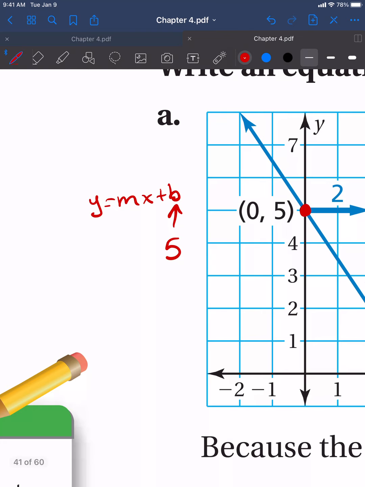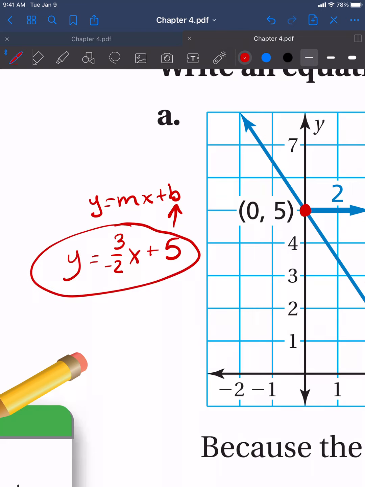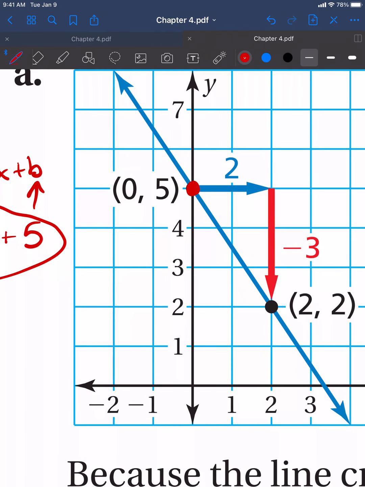So now I'm going to go back over here. I know my y-intercept is 5. I know my slope was 3 over -2. Put my x in. Put my plus sign in. Put my y. Look. We just made a slope-intercept equation just from the graph.